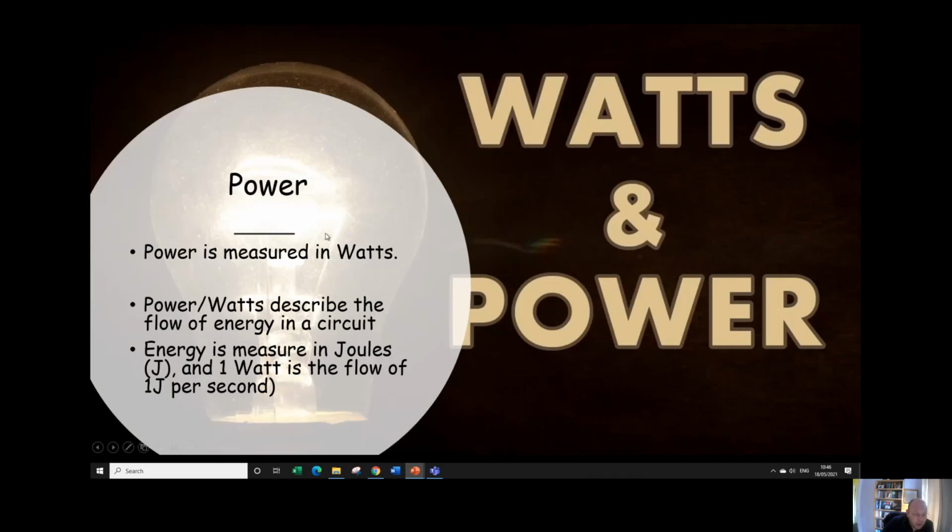Power is measured in watts, and watts is essentially the flow of energy through the circuit. Energy is measured in joules, and 1 watt is the flow of 1 joule per second passing a point.